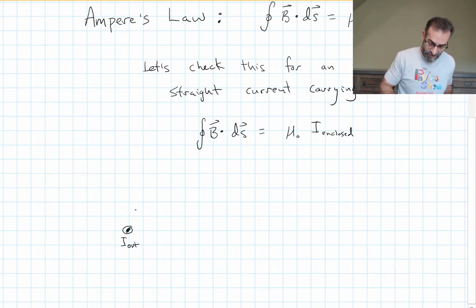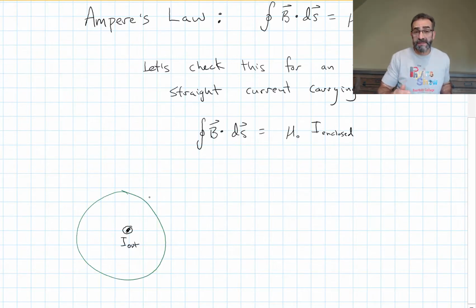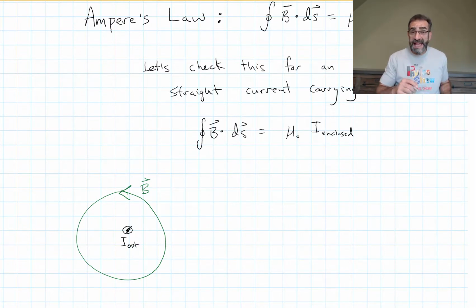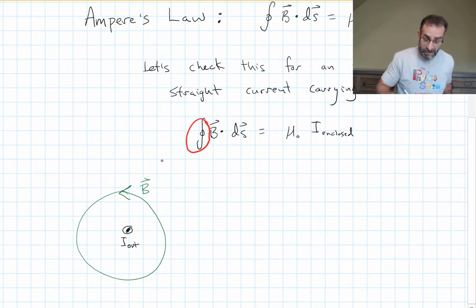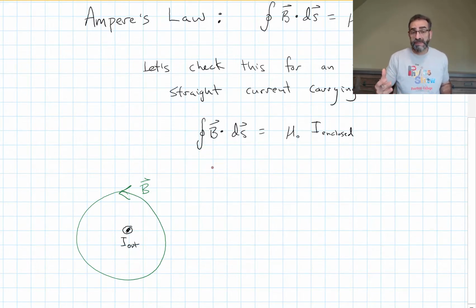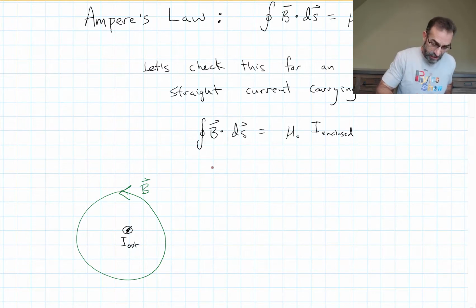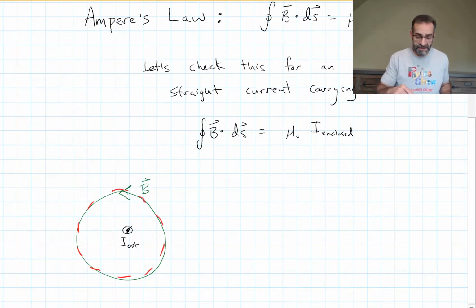This will form magnetic fields that encircle the wire. And what direction is that magnetic field? Using our right-hand rule, it would be in the counterclockwise direction. So if we want to use that as our path, remember, this circle here means that this integral is around a closed path. So let's pick a circular path around our wire. And along this circular path, the red dashed line, we're going to take that as our circular path.